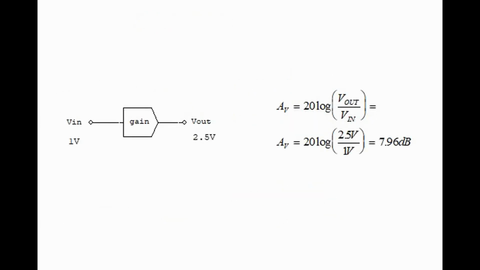In the previous examples, we had measurements in power, which is not easy to measure. It's usually easier to measure volts. When doing observations in volts, as from an oscilloscope, we would say that the voltage gain is 20 times the log of V out divided by V in. So in this example, let's say we put in 1 volt and we get out 2.5 volts. Then the gain in decibels is 20 times the log of 2.5 volts divided by 1 volt, or 7.96 decibels.